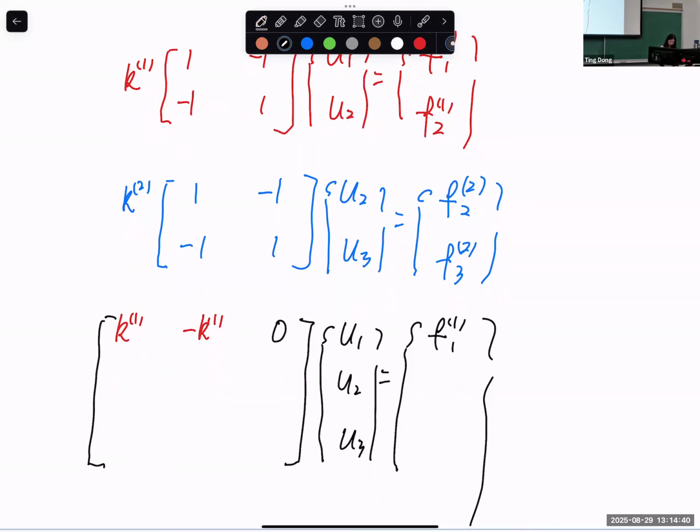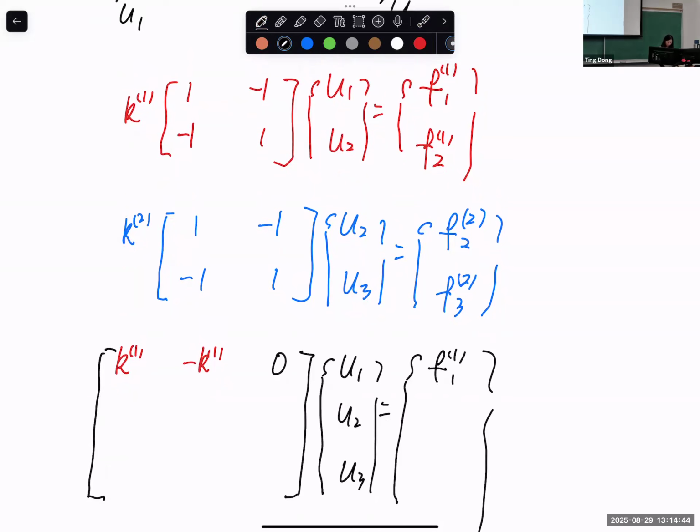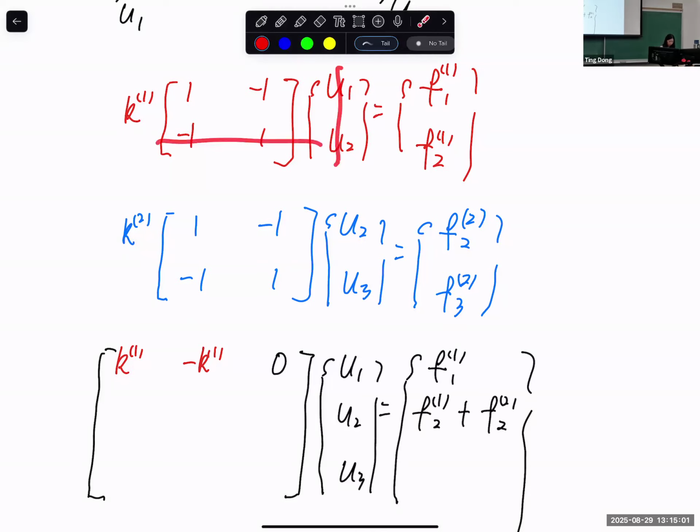And same thing for the second row. Now the second row is about node 2. So node 2, we have 2 elements connected with node 2. So we have element 1 connected to node 2. Also, element 2 is also connected to node 2. So now we need to use this equation plus this equation, right?